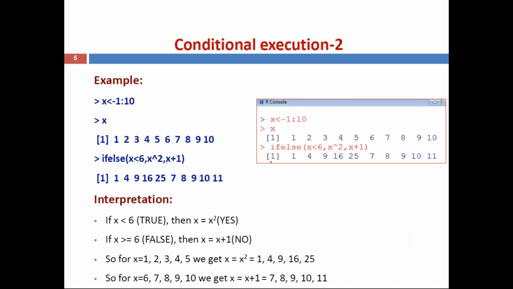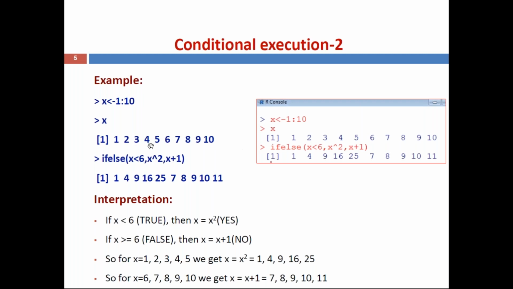Then coming to the example. Let us take 10 values stored in the variable x equal to 1:10, and you can call x to see what it contains. All the 10 values are stored in the form of a vector. Then you can execute our ifelse vector valued evaluation. Within the brackets, the first argument, the test, is the condition. Here the condition is x less than 6, comma, then the yes part is x power 2, comma, then the no part is x plus 1.